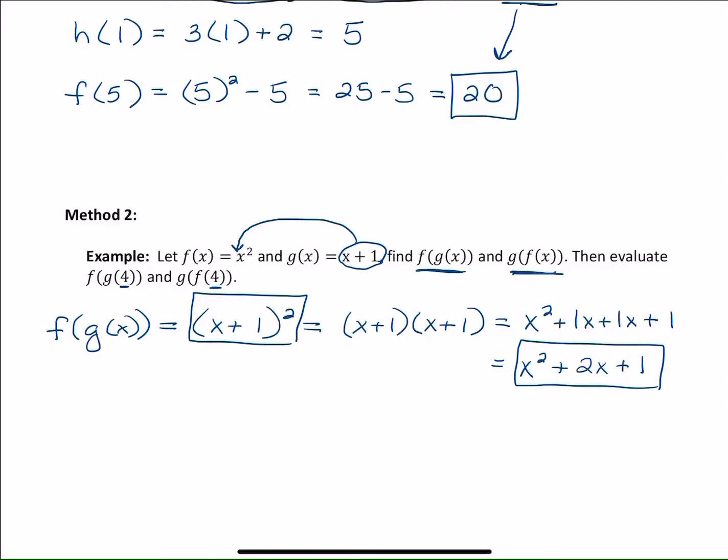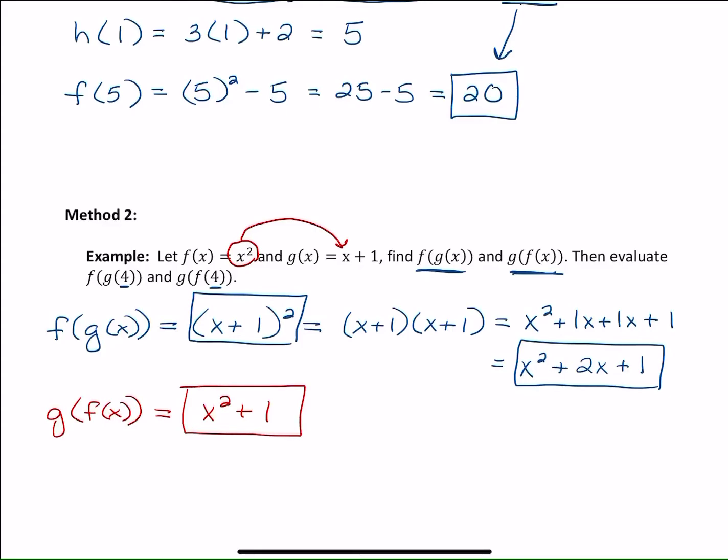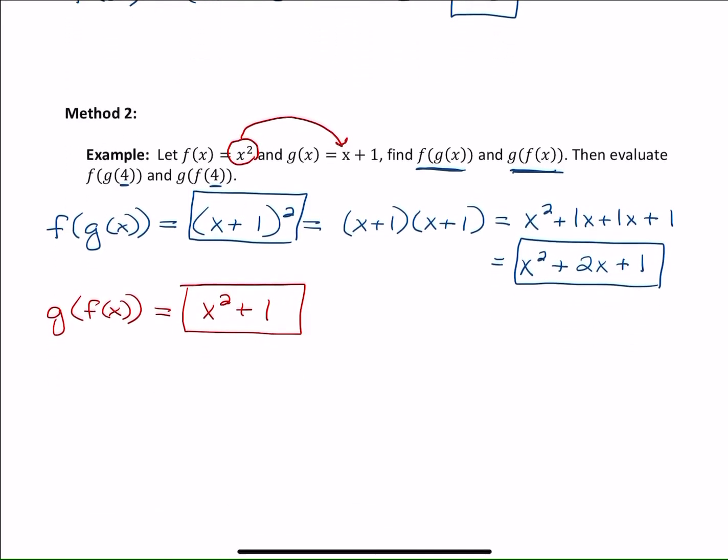Now the next one, let's find g of f of x. You're going to do just the opposite. You're going to take f of x and plug it in for your x into g. So that's going to be x squared plus 1. And you can stop there. There's nothing else you can do there. So we've taken f of x and plugged it in for x, and then you have the plus 1. So those are your two composition functions.